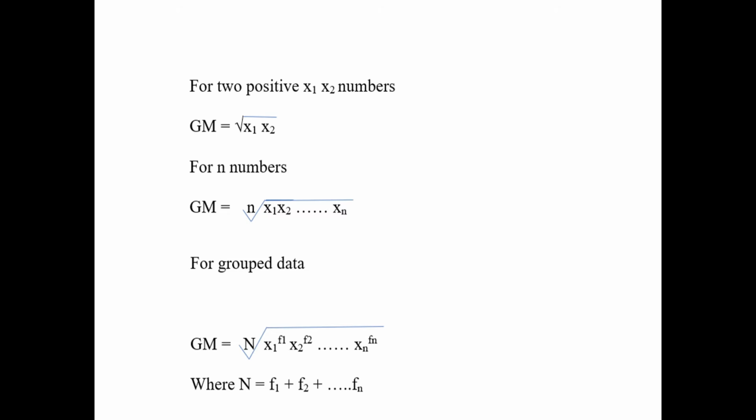Now for two positive numbers x1, x2, the geometric mean is the square root of x1 times x2. And for n numbers, it is the nth root of x1, x2 up to xn. For grouped frequency data, it is more complicated. Capital N is the sum of frequencies. The capital Nth root of x1 raised to power f1, x2 raised to power f2, multiplied up to xn raised to power fn. It is a little complicated formula, and we have to use a log table. By using the log table, we can solve this problem. In our time, we did not have calculators, Excel, etc., so we used the log table to calculate that.